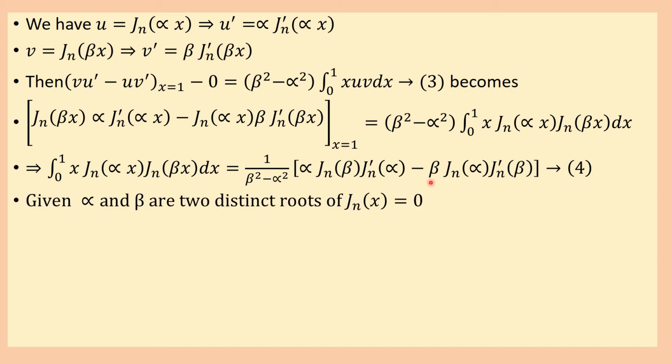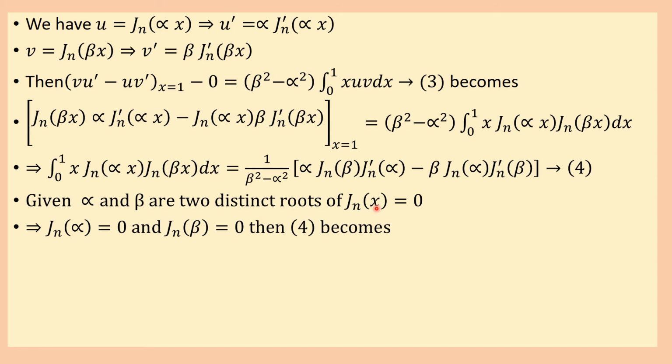And we also know that alpha and beta are distinct roots of Jn of x equal to 0, which means Jn of alpha is 0 and Jn of beta equals 0. So by this, equation 4 becomes: wherever we see Jn of alpha and wherever we see Jn of beta, we put it as 0.